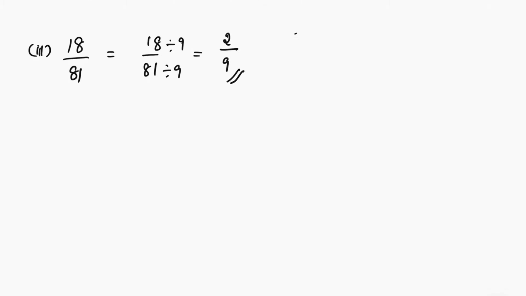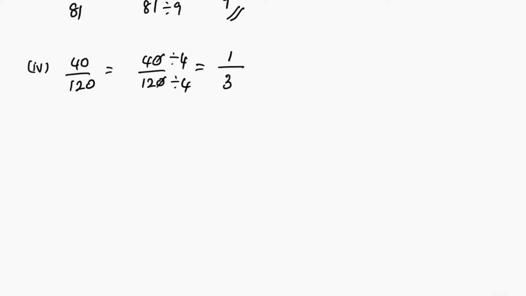Now, going to the third question. What's the third question? 18 by 81. Correct? Both are multiples of 9. So, I can divide both of them by 9. If doing it with larger numbers is difficult for you, you can step by step do it with a smaller number. 18 divided by 9 is 2, 9 2s are 18. And you know 9 9s are 81. So, you will get 9.